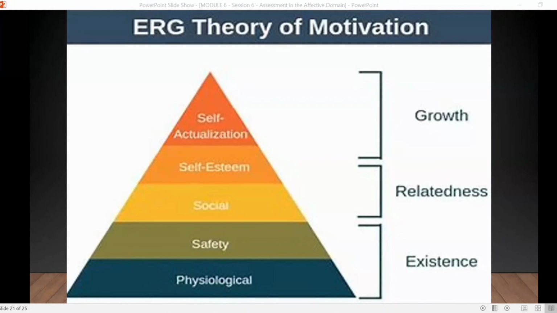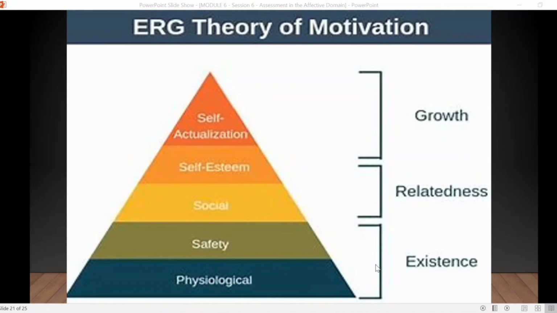Ayan, level up sana ng Maslow's hierarchy theory na divided into three major parts: existence, relatedness, and growth, kaya ERG ang tawag sa kanya. I repeat, existence, relatedness, and growth. Ito naman yung ERG theory, a simplification of Maslow's hierarchy of needs. It's just the same, but with some changes when it comes to the use of terms, plus the three major divisions.